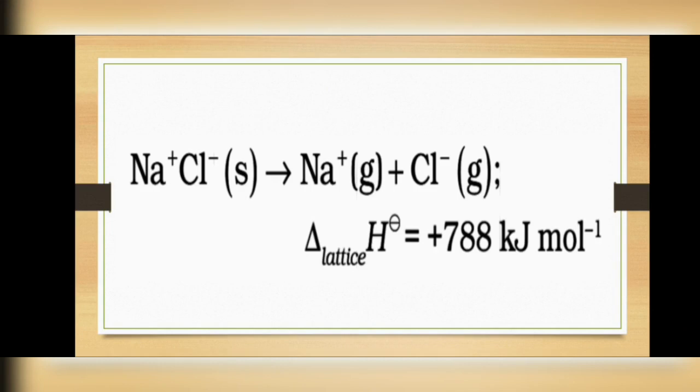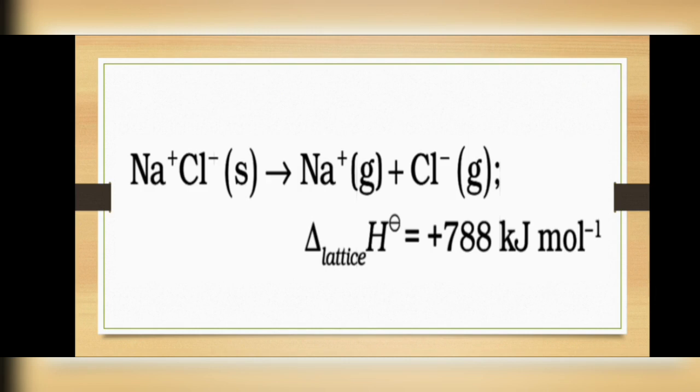Now, just consider this example of NaCl, sodium chloride. It is an ionic compound. You can see it dissociates to give Na plus and Cl minus ions, and the lattice enthalpy is also given, that is 788 kilojoules per mole. So you can see this NaCl dissociates into its ions in gaseous state. NaCl is in solid state, but its ions are in the gaseous state.